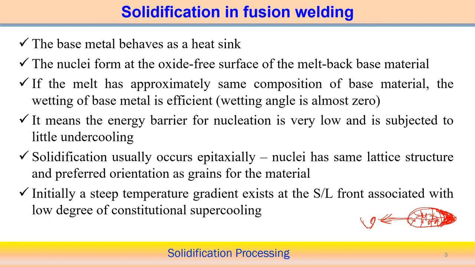So in principle, the nuclei form on the free, oxide-free surfaces, specifically in the melt-back of the base material. Since the melt has approximately the same composition as the base material, when the nucleation starts, the wetting of the base metal is very efficient, in the sense that the wetting angle is almost zero. We know, if you remember, that when you start with the heterogeneous nucleation process over an existing surface, it creates the nucleus and starts to solidify. If the wetting angle is almost zero, there is almost no nucleation barrier, so the energy barrier required for the nucleation process is very low when the wetting angle is very close to zero.